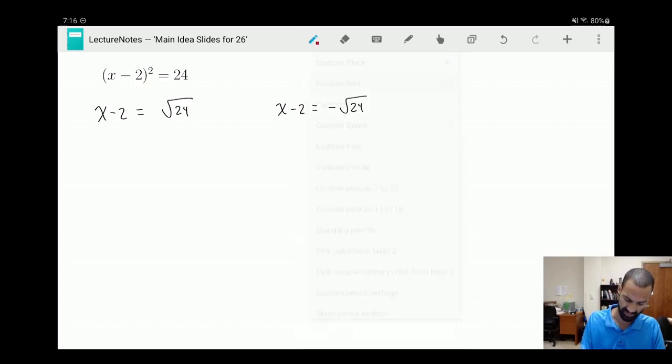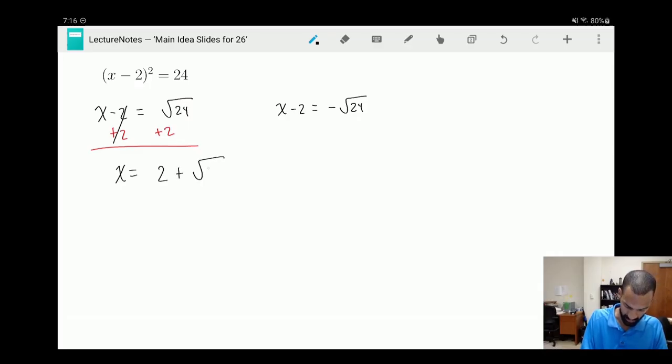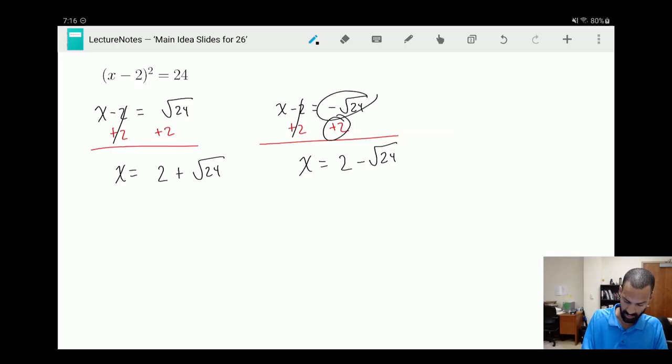Or actually, let's get x by itself first. So I'm going to add 2 to both sides. Keep in mind that if something's under the square root, it's its own number. You can't put those together. So this is just going to be 2 plus the square root of 24. You could put the square root of 24 first if you prefer. This is how I like it. Then I'm going to do the same thing over here. I'm going to add 2 to both sides again, keeping in mind that I cannot put these two together, so I end up with x is equal to 2 minus the square root of 24.